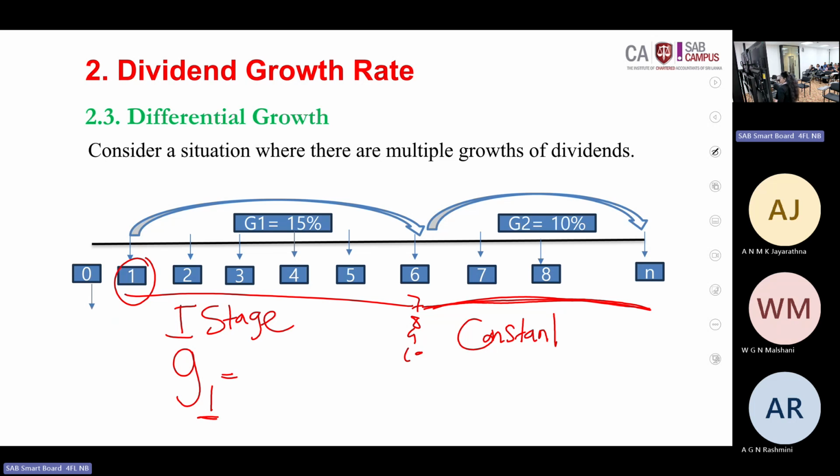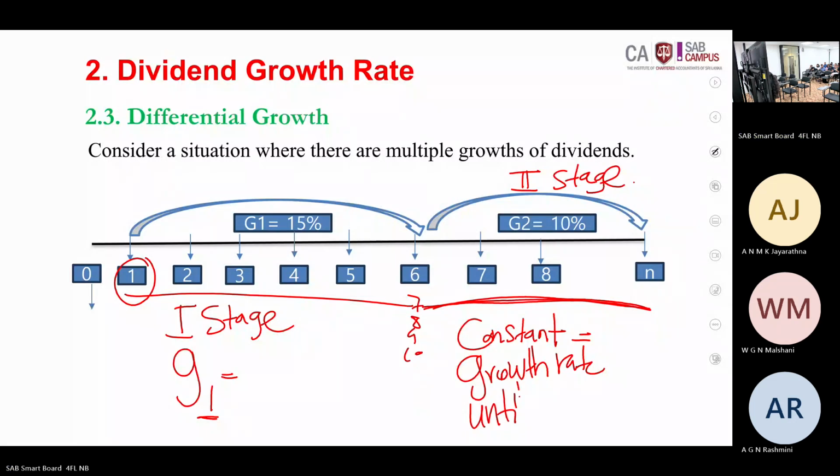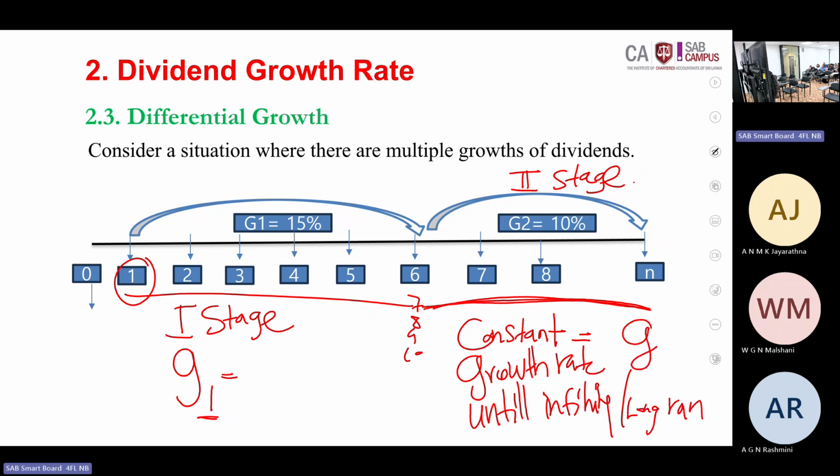For your syllabus, we take the first stage as a dividend growth model where dividends are growing at a particular growth rate. In the second stage, dividends will be growing at a constant growth rate until infinity, or the long run. This is called growth rate 2.